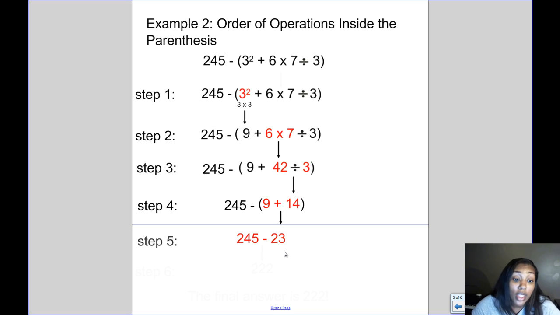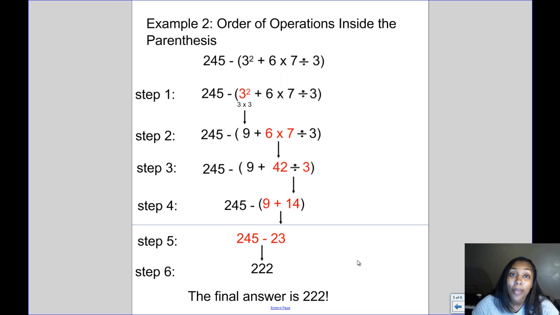Now we're on to our last step. So now we're going to do 245 minus 23. And that actually gives us 222, which means that our final answer is 222. So 245 minus parentheses 3 squared plus 6 times 7 divided by 3 gives us a final answer of 222.